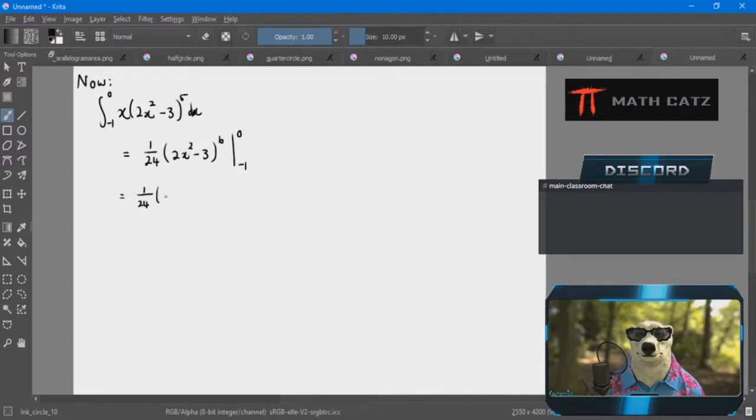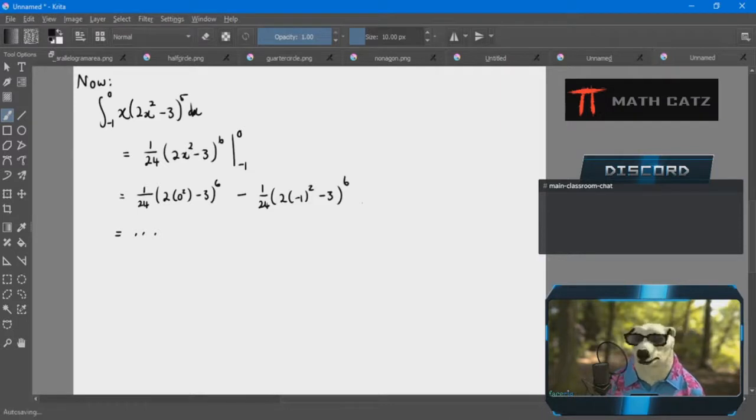Plug in the top value, 2 times 0 squared minus 3 to the 6, minus, plug in the bottom value, whatever that may be. And then we will get the answer. Now it might be beneficial in this case to get an answer. Our calculation isn't super messy. So let's just get the answer because I want to verify that the other way that I'm going to do it is going to be the same. So I'll do that in MathBot as my calculator.